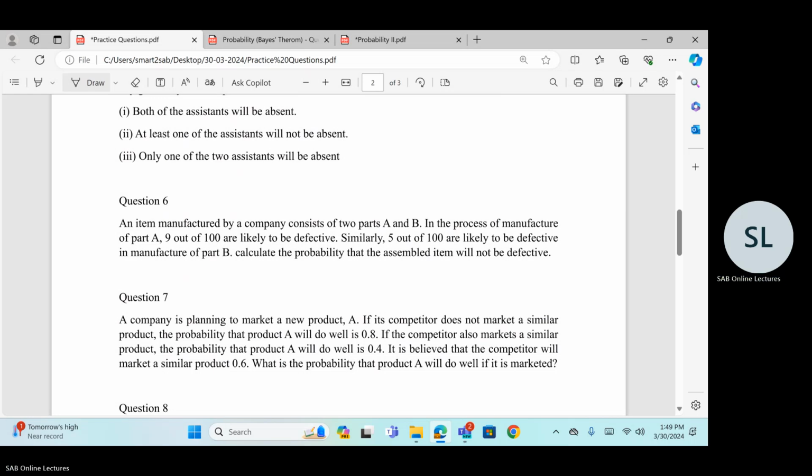Of the part A will be defective. But in B, the probability of the final output not being defective means also part A will not be defective.